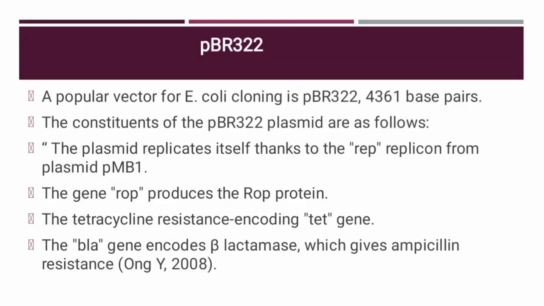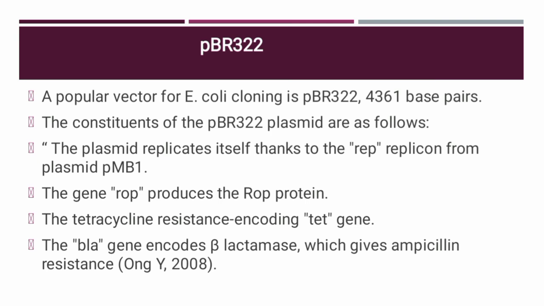Then comes pBR322 plasmid, which is the example of the artificial plasmid. A popular vector for E. coli cloning is pBR322. It contains 4,361 base pairs. The main constituents of pBR322 plasmids are as follows. The first one is REP, the replicon region. The plasmid replicates itself through the replicon, and it is derived from pMB1 plasmid.